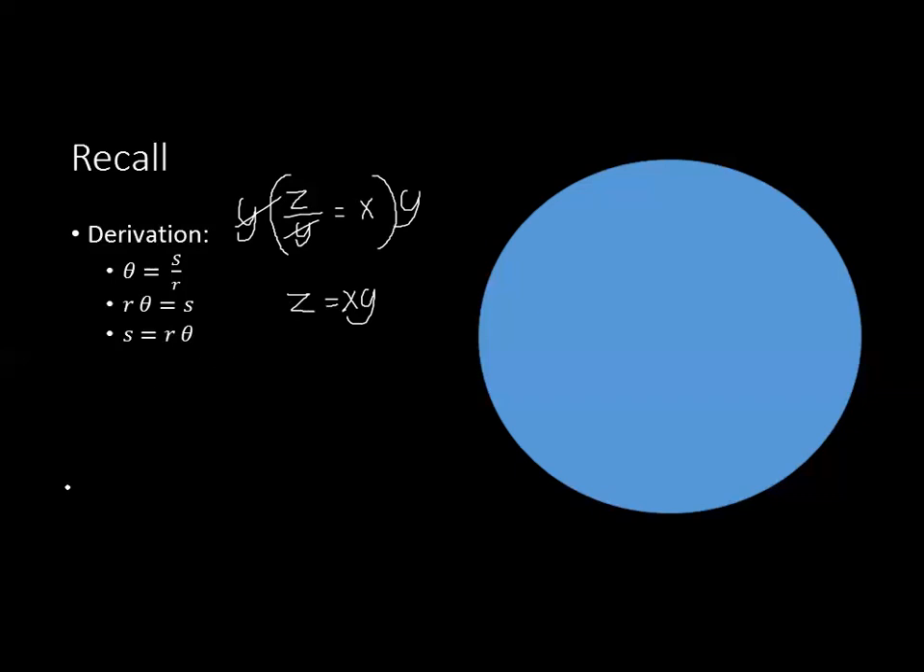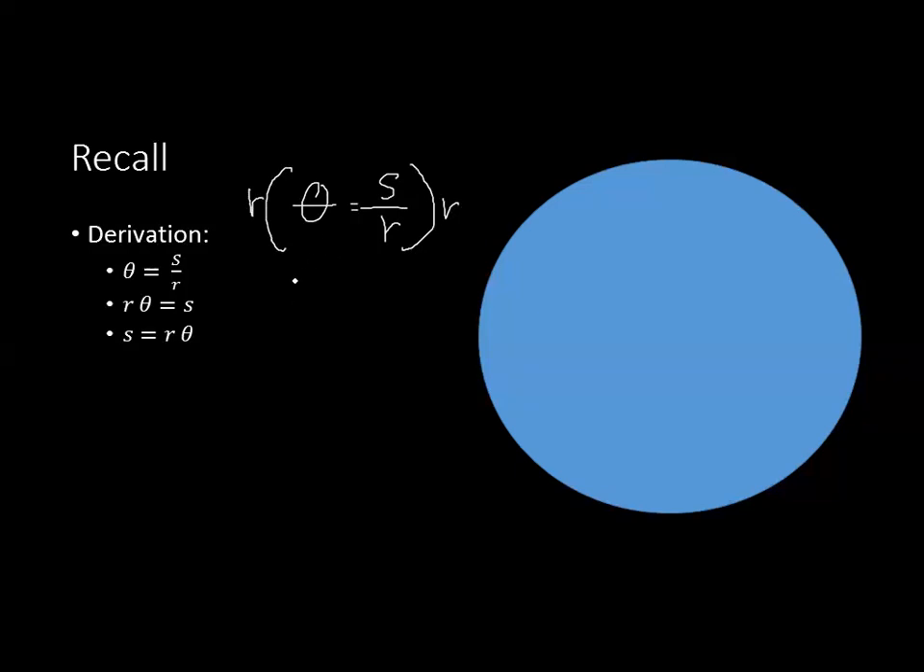I found my z. So the way I derive the equations is similar to how we are going to do it here. We have this one, right? So we need to find our s. Just multiply both sides by r. So there we go. r times theta, we will have r theta. And s all over r times r, we will just cancel it out. We will have s. So that's the result: s equals r theta.